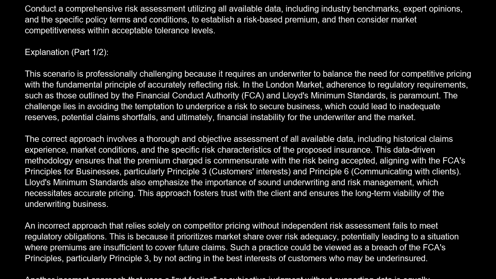An incorrect approach that relies solely on competitor pricing without independent risk assessment fails to meet regulatory obligations. This is because it prioritizes market share over risk adequacy, potentially leading to a situation where premiums are insufficient to cover future claims. Such a practice could be viewed as a breach of the FCA's principles, particularly Principle 3, by not acting in the best interests of customers who may be underinsured.